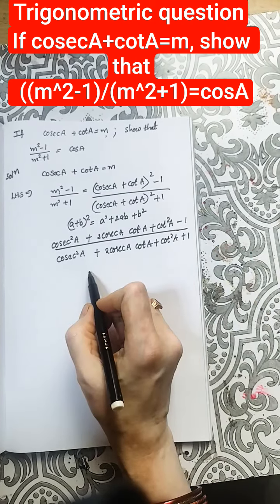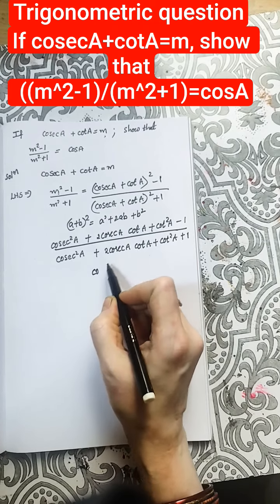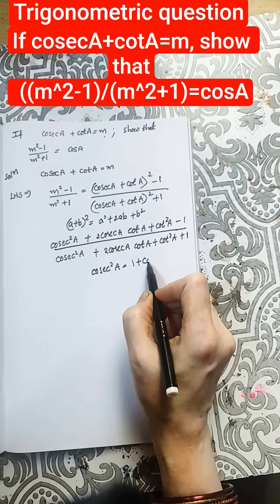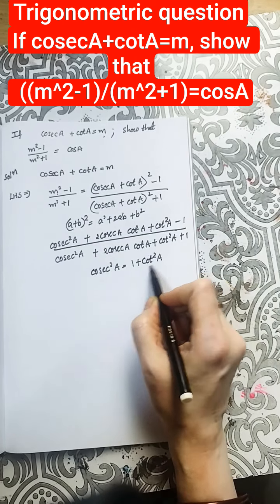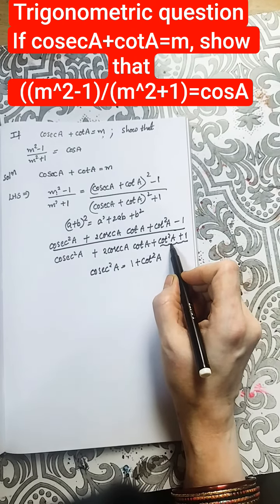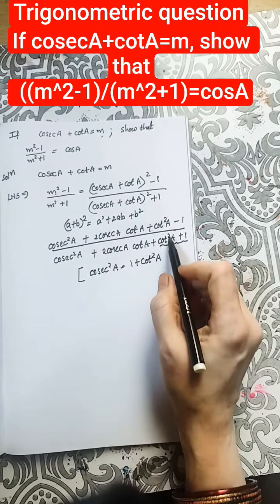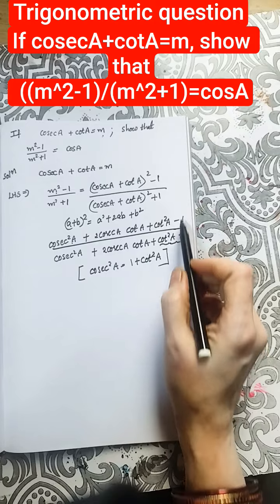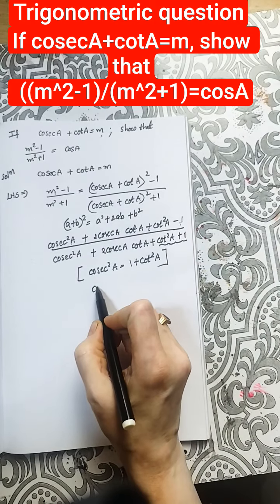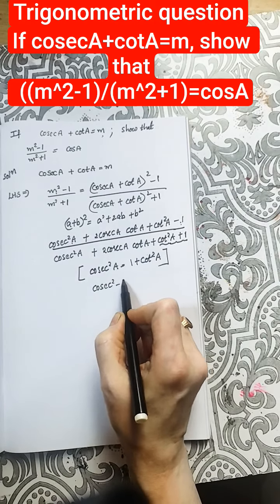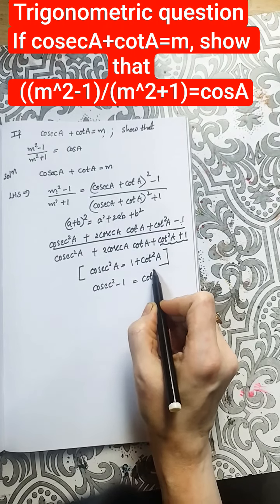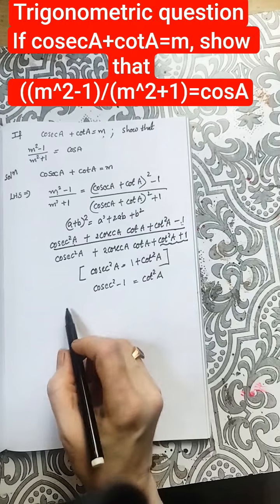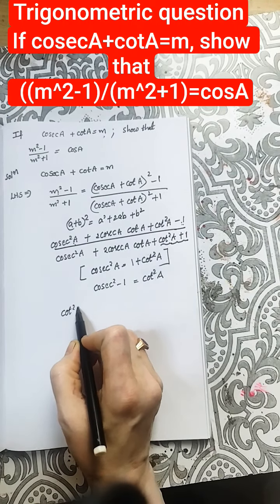So we know by identity, cosecant square A equal to 1 plus cot square A. Okay. So 1 plus cot square A, here with this I am substituting cosecant square A. So in the numerator, cosecant square A minus 1 I am clubbing. So cosecant square A minus 1 becomes cot square A. This I am substituting in the numerator part.